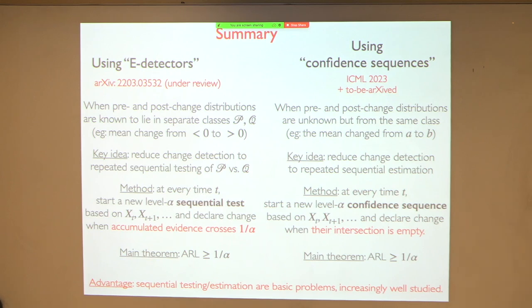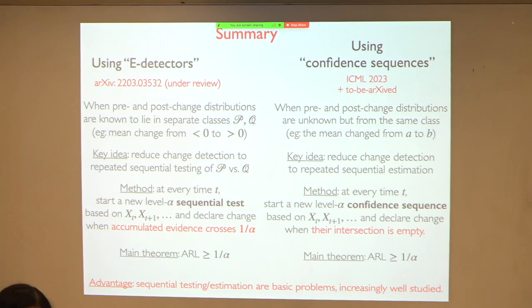So it's like you do have script P and script Q, but you don't know which one you're in first. Right. Okay. Maybe you could solve that testing problem first. Maybe just spawn an E detector for both, and then whichever one crosses 1 over alpha first, you detect that change. And then my guess is the ARL will be at least 1 over 2 alpha, something of that kind. So I think that something like that should probably work.